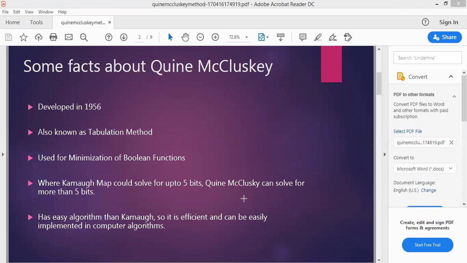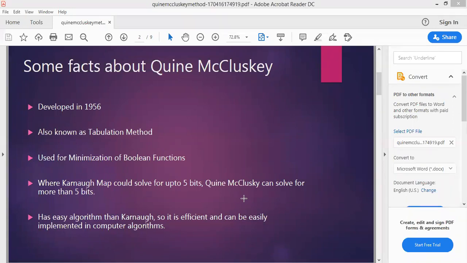Shall we start? Today we are going to discuss the next minimization method, the Quine-McCluskey method, sometimes also referred to as the QM method. We have already discussed the K-map, where we minimized minterms using K-maps. According to our syllabus, we have 3-variable and 4-variable K-maps.